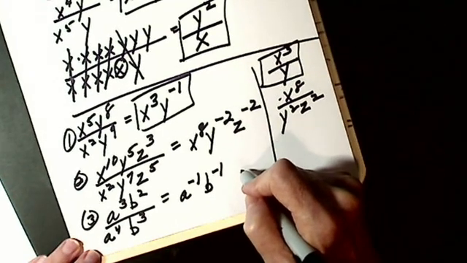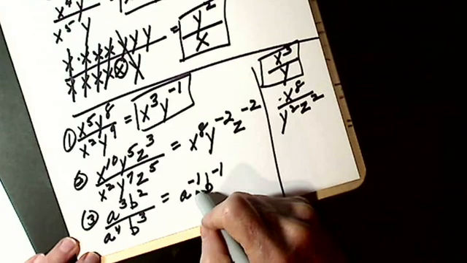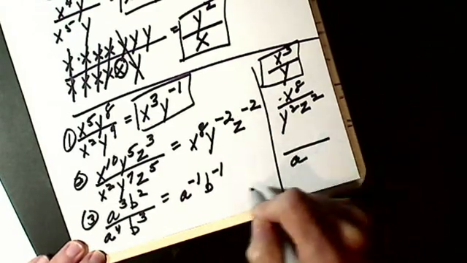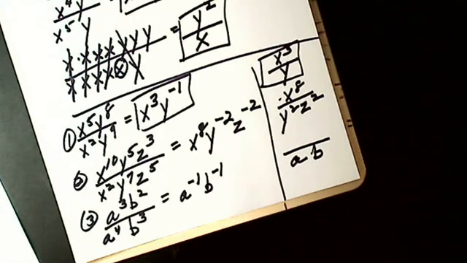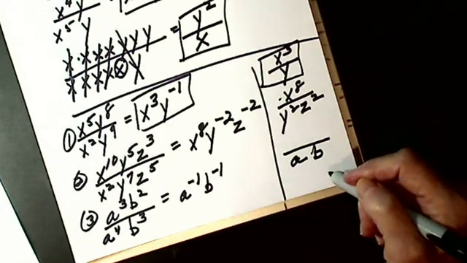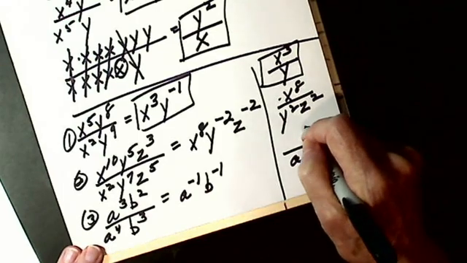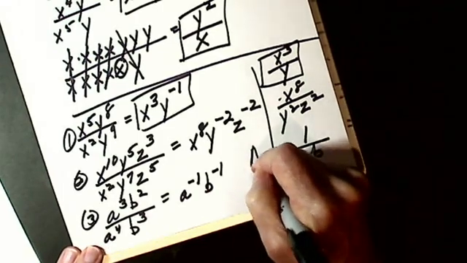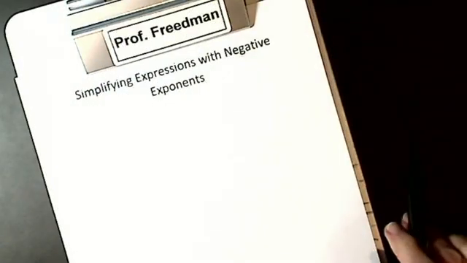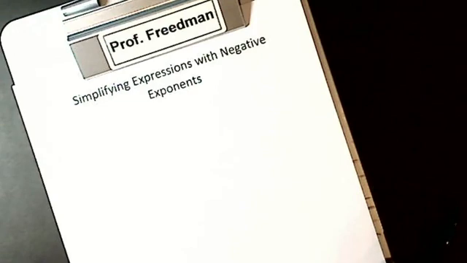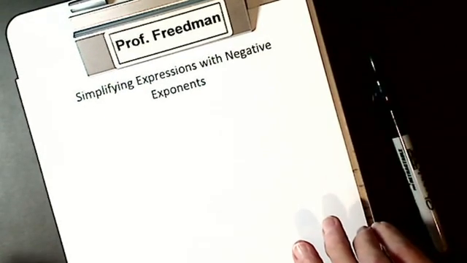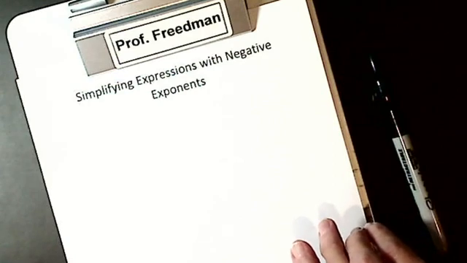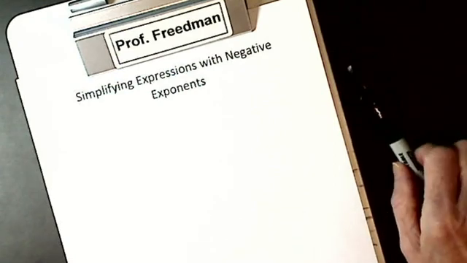This one. A to the minus 1 means I got to make it a denominator. B to the minus 1 means I got to make it a denominator. I can't have an answer like that. A denominator stays a denominator. If there's nothing up here, there's a 1. And lots of people get that one wrong. As I said before, any expression with a negative exponent will change from a numerator to denominator and denominator to numerator if I want to make it positive.